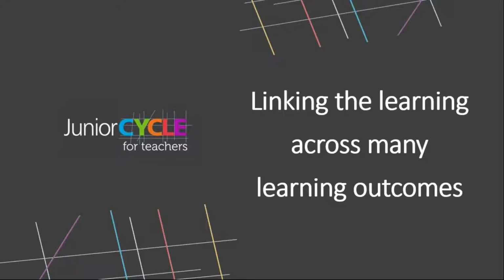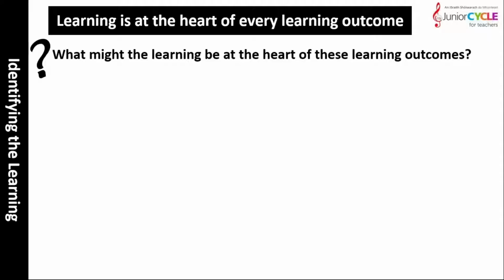Having spent time identifying the learning through reading and getting to know the learning outcomes, now let us look at how we might link similar learning across the three interconnected strands. We will begin with identifying the learning across two learning outcomes. What might the learning be at the heart of both of these learning outcomes?